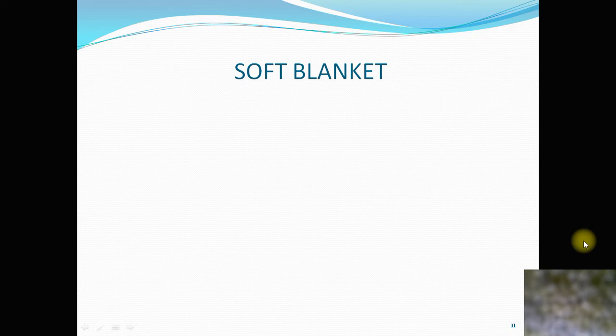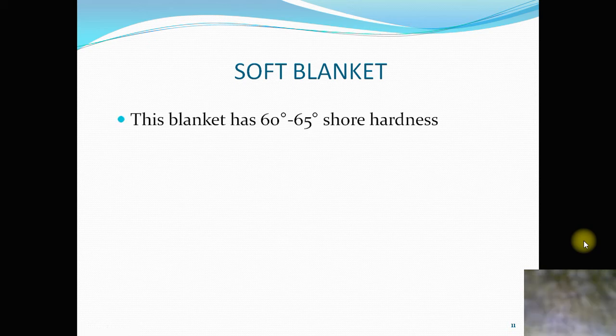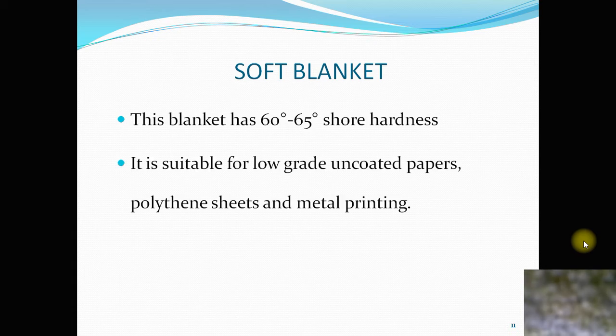Then the second one is a soft blanket. This blanket has 60 degrees to 65 degrees shore hardness. It is suitable for low-grade uncoated wrappers, polythene sheets, and metal frames. This is the lowest shore hardness of the blanket. 80 to 85 degrees is the highest shore hardness, and 60 to 65 degrees is the lowest shore hardness. So this 60 to 65 degrees shore hardness blanket is called a soft blanket.